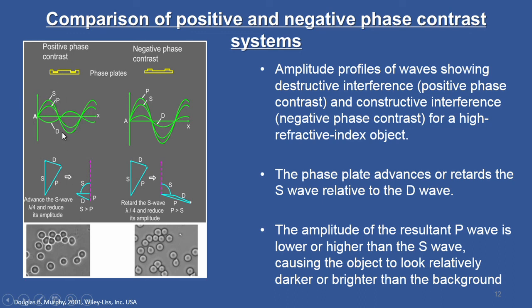In the positive phase contrast, the S wave is being advanced, and in the negative phase contrast the S wave is retarded. Exactly, the polar coordinate diagram also shows that the angle is rotated counterclockwise because the S wave is advanced. Here it is retarded, it is a clockwise rotation, and you can see the clear difference in the contrast enhancement of the objects because of this phase contrast effect.